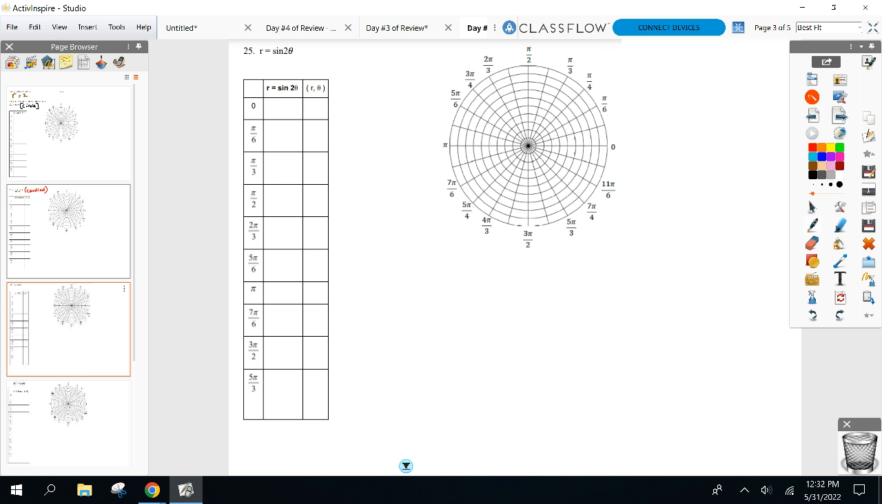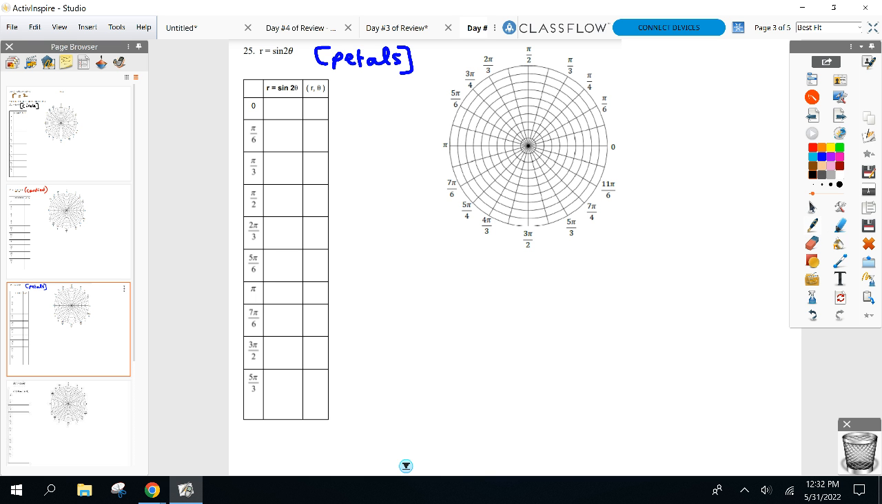Bless you. 25, here we go. Buckle up. What type of curve is 25? Those are my petals. Why? How do I know it's going to be with petals? There's a number in between sine and theta, or it might be cosine and theta. So these are the petals. So let's go over the rules, because this is the one where the chart does you no good.